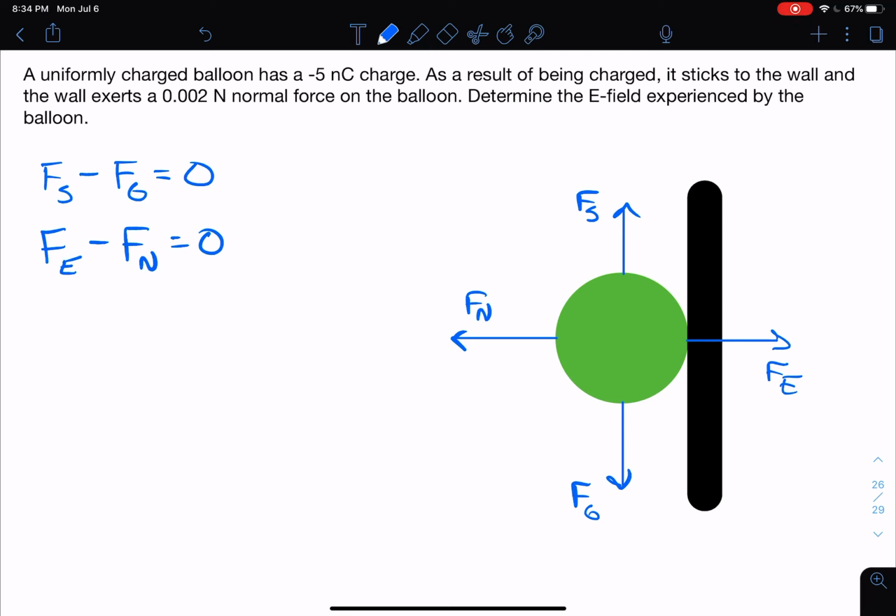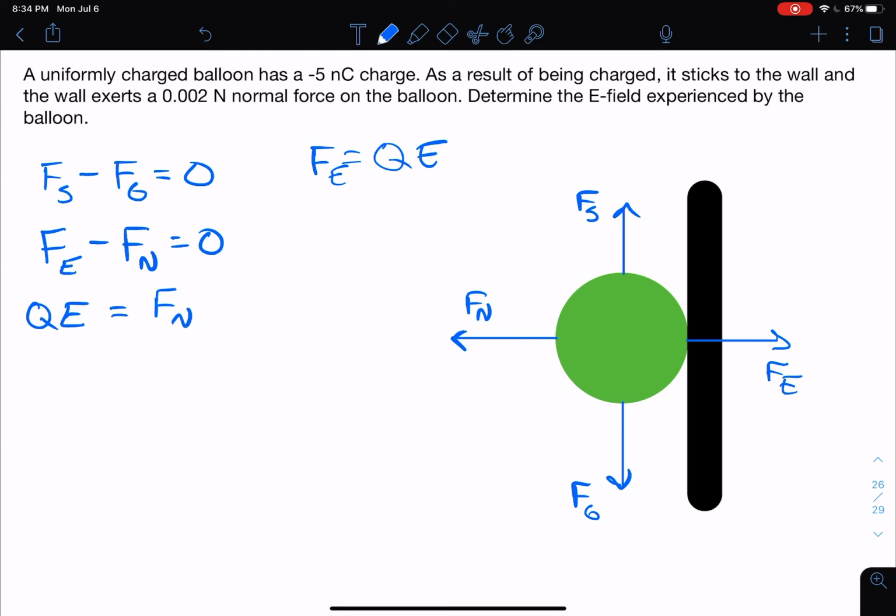Okay, so continuing on, I've got my two Newton's second law formulas here that I've set up. I know the normal force and I know the charge, and that's important because I know how to express the electrostatic force. Since I'm dealing with the magnitude of the electrostatic force, I can write this as Q times E. And I'm going to move the Fn to the other side, so that's equals Fn. So what I'm using here, just so everybody's clear, is Fe equals Q times E. No vectors here because I'm just dealing with the magnitudes.